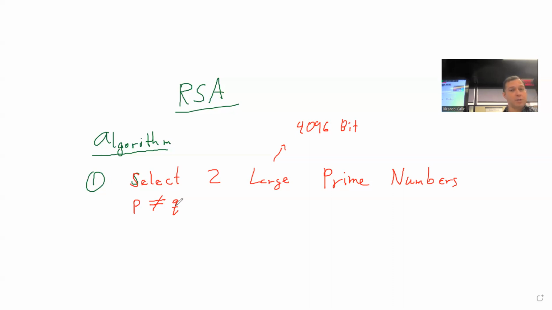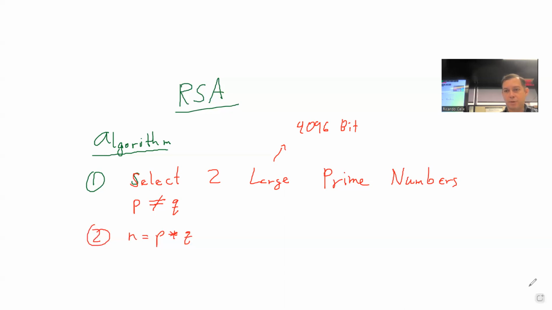Then you're going to calculate n. You already have seen n, right? And n was what? P times Q. That's the n that's going to make up both the public key and the private key. So it makes up part of it. So calculate n, which is the product of P and Q.